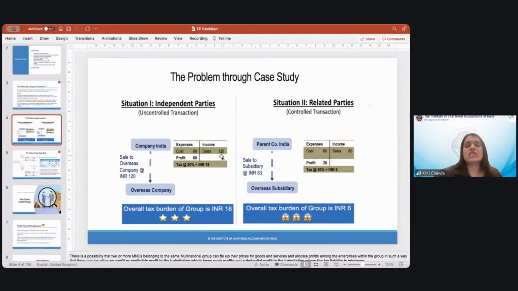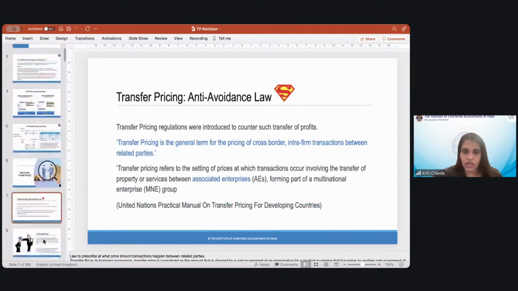And all through the concept, now we will be ascertaining what exactly are related parties, what exactly are international transactions, and what is this arm's length price. And that is what we will be talking about.